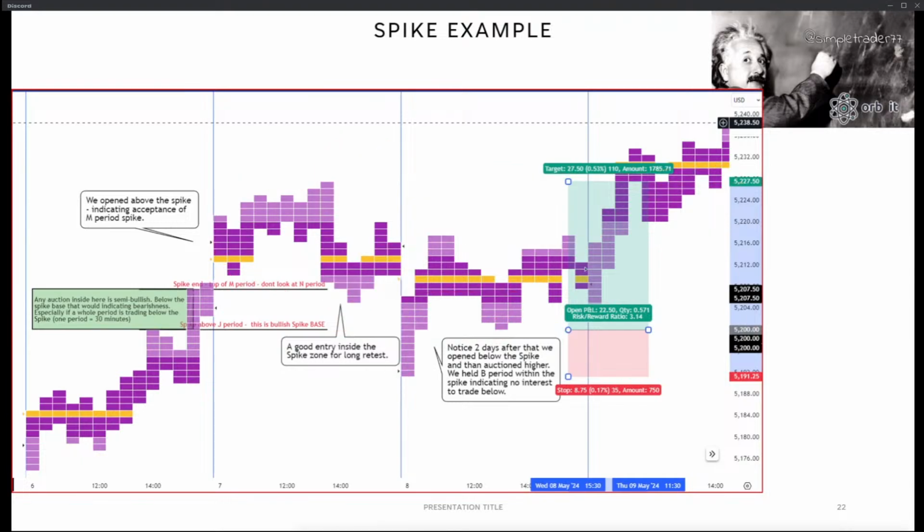Why is that a poor high? Because they're within 1 TPO of each other? Yeah, this is definitely a poor high. This is 1 TPO on the top. So this one. Does that make sense to everyone?